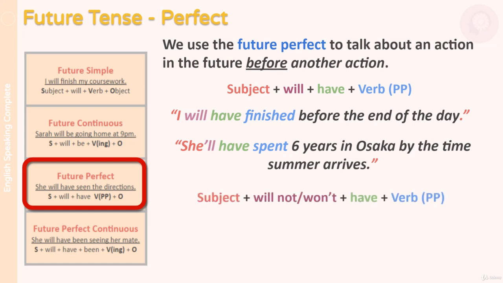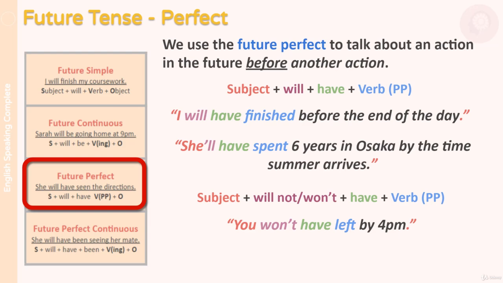Okay, let's take a look at the negative form of the future perfect. Subject plus will not or won't. Again, won't is a lot more common to use. Plus a helping auxiliary verb have, and then plus the past participle. And here's an example. You won't have left by 4 p.m.